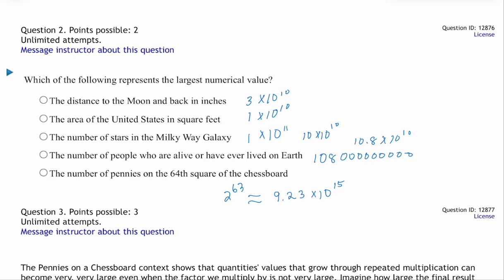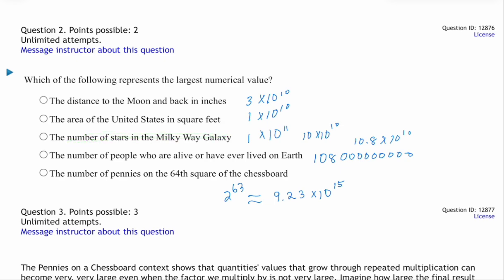So I had to Google these things. The distance to the moon and back in inches, and I rounded roughly so that we could have a comparison, is 3 times 10 to the 10th power inches to get to the moon. The area of the US in square feet, I use the same 10 to the 10th power. This is 10 to the 11th, which would make that 10 times 10 to the 10th. So far on the list, the number of stars in the Milky Way is the biggest.